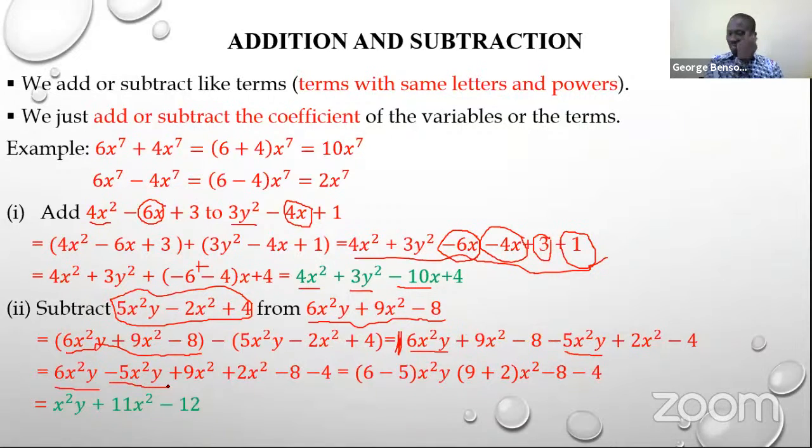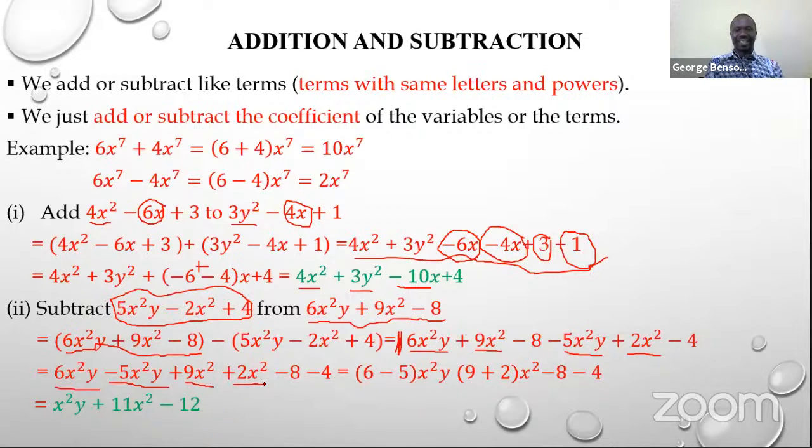Then we look for another like term. And what is the second like term that we can pick up from here? We have 9x squared, thank you, plus 2x squared. Thank you. So we have 9x squared plus 2x squared. So we are lifting that too. This is plus, so you can see plus 9x squared here. And this is also plus, so you can see plus 2x squared.